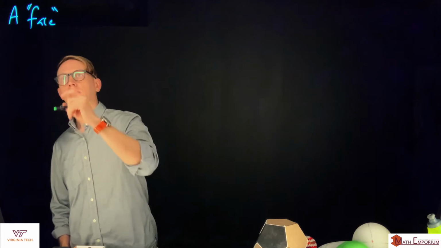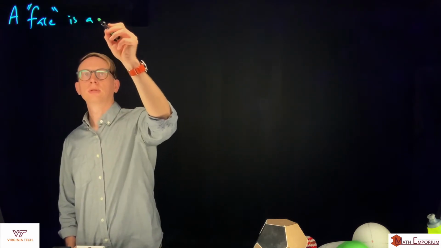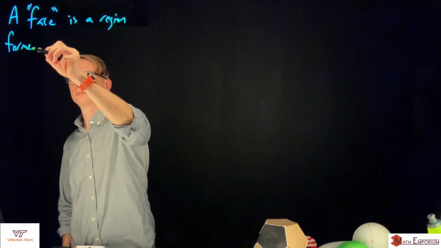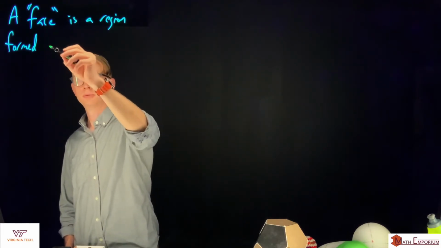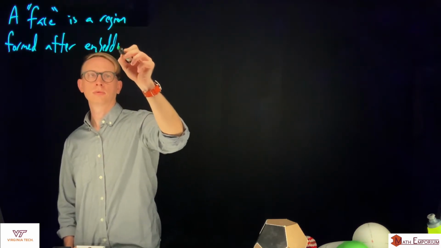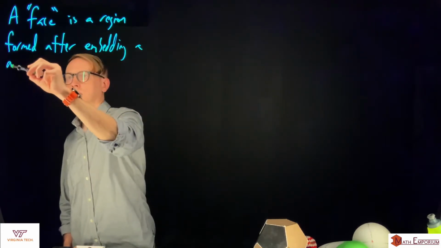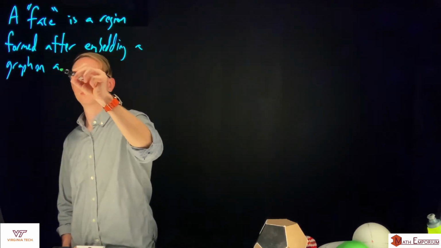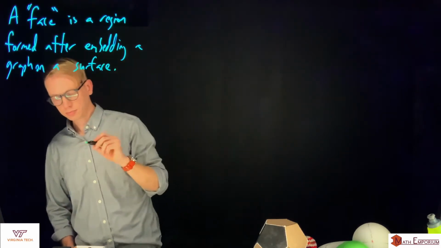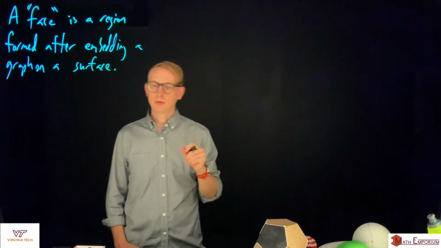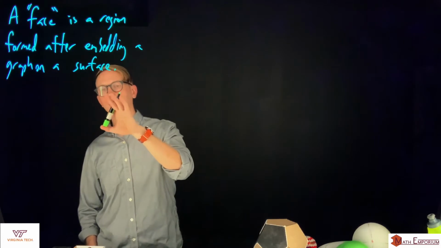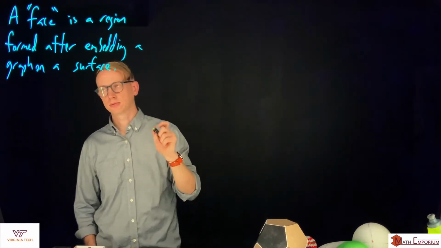All right, so let's talk. A face is a region formed after embedding a graph on a surface. All right, now on a sphere you have the luxury that every region that you form is a face. So let me go ahead and note this.